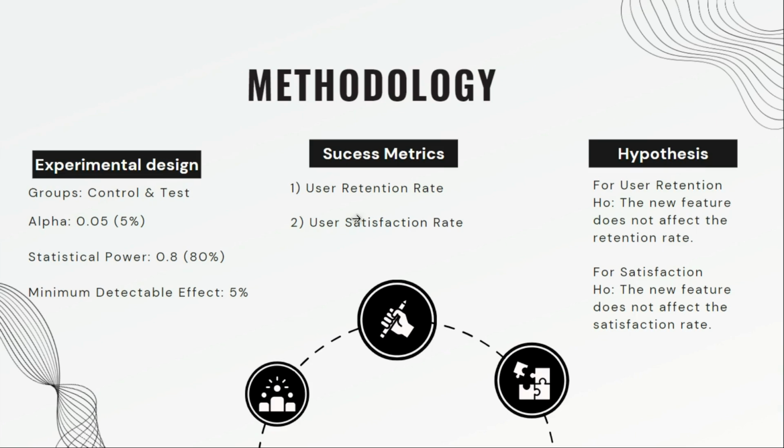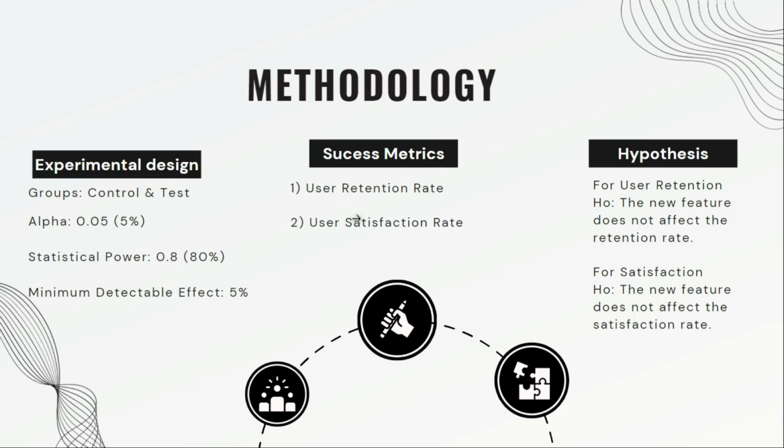The minimum detectable effect, which is the MDE, was placed at 5%. If we were a company that has a large market value like Uber, the MDE would have been something like 1%, because a 1% change in their metrics would actually mean a lot in terms of revenue, customer satisfaction, and retention. But this company doesn't have that large market share, so we are using an MDE of 5%.